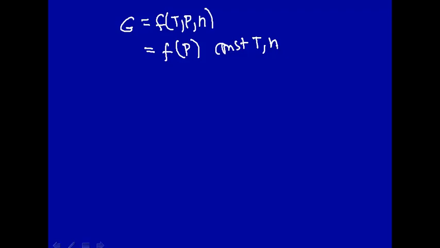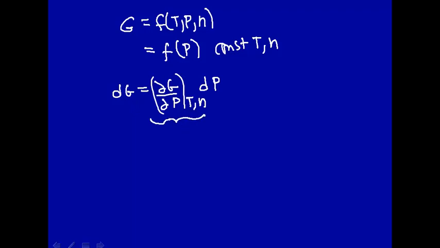So let's first start by realizing that G is a function of temperature, pressure, and number of moles. It's a function of pressure at constant T and number of moles. So now we're going to say, how does G change? Well, that's how G changes with pressure at constant temperature, number of moles, times dP. And let's make the assumption this is an ideal gas. No, actually we don't have to make the assumption it's an ideal gas.